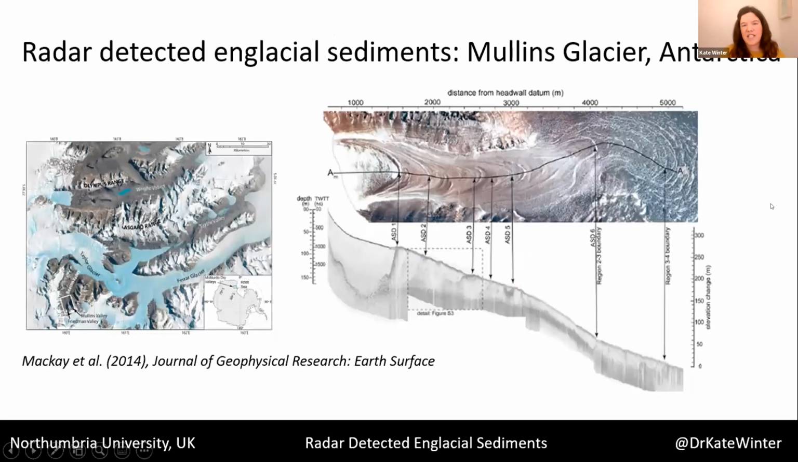So what do radar detected englacial sediments look like? Let's look at some radar. We're going to do some radar squinting together. This is an example from Antarctica, close to the McMurdo research station.